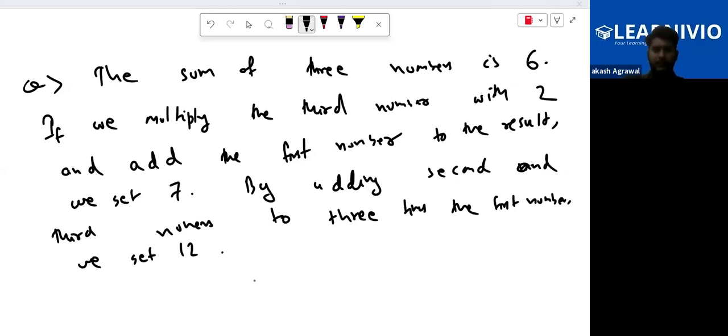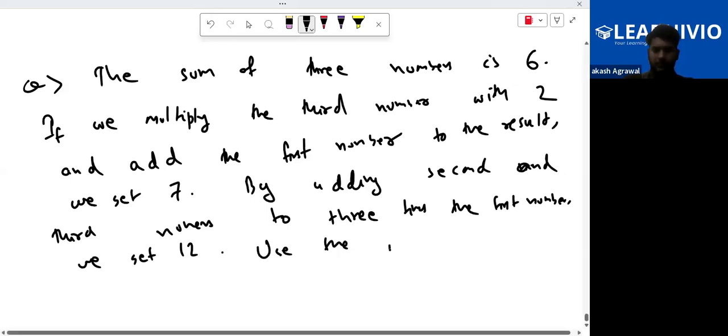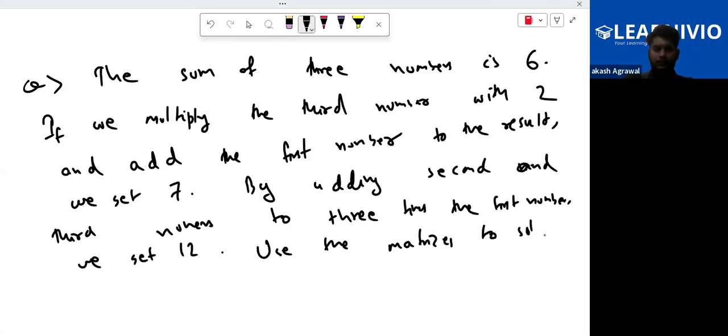The next chapter is relations and functions. Use the matrices to solve and find the numbers. Okay, this is a word problem question. So you have to make the equations, then use matrices to solve this. Making equations is very easy. We have done this since the beginning of time.